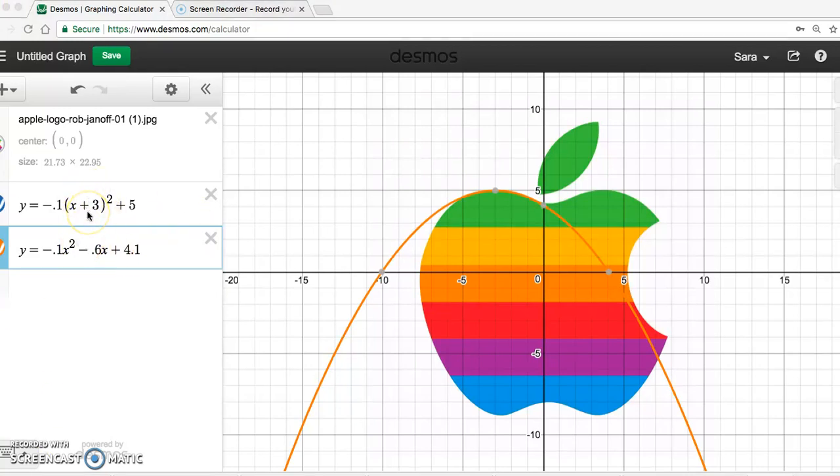I simply multiplied x plus 3 times itself. I got x squared plus 6x plus 9. Then I took all of those 3 terms times -0.1. I got -0.1x squared minus 6x minus 0.9. And then I added 5, so that gives me a positive 4.1. And there we've got it. I've got my equation in standard form. So I'll take that off so you can see. Yep. So that is the exact same parabola. So that is just a way that you can go from vertex to standard form.